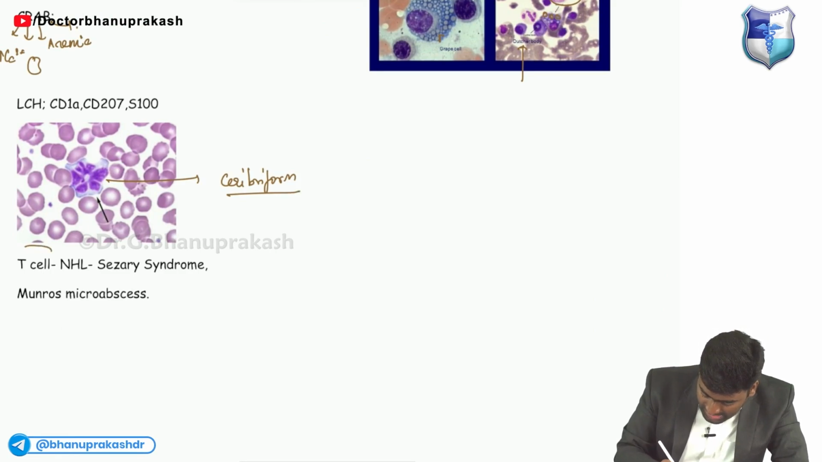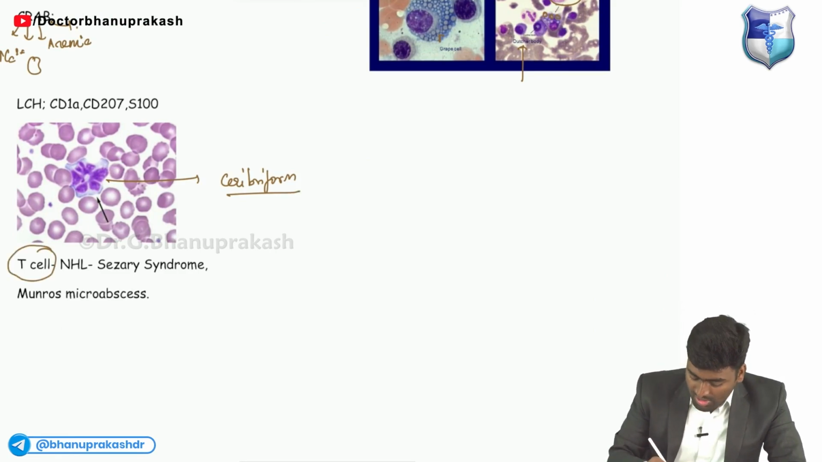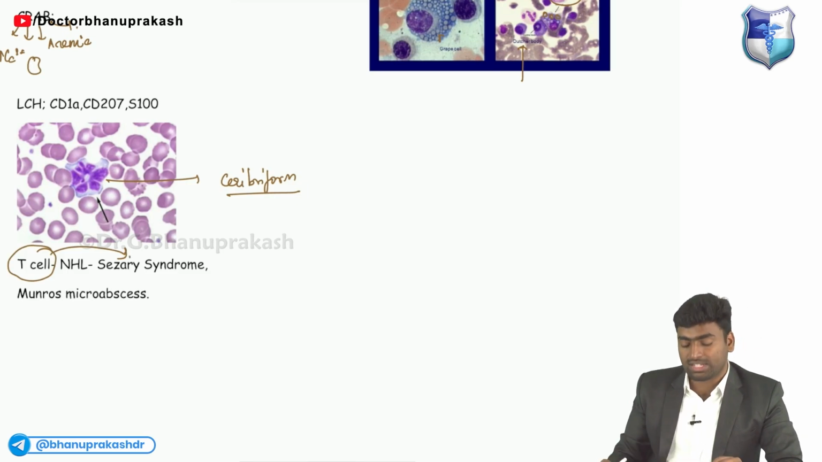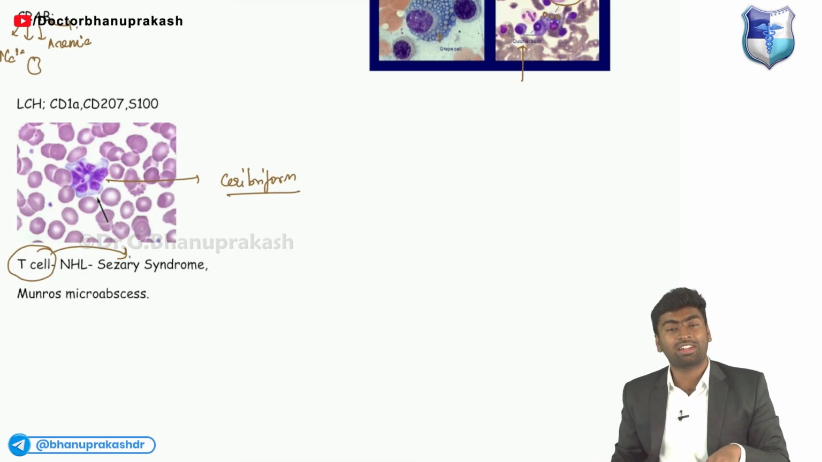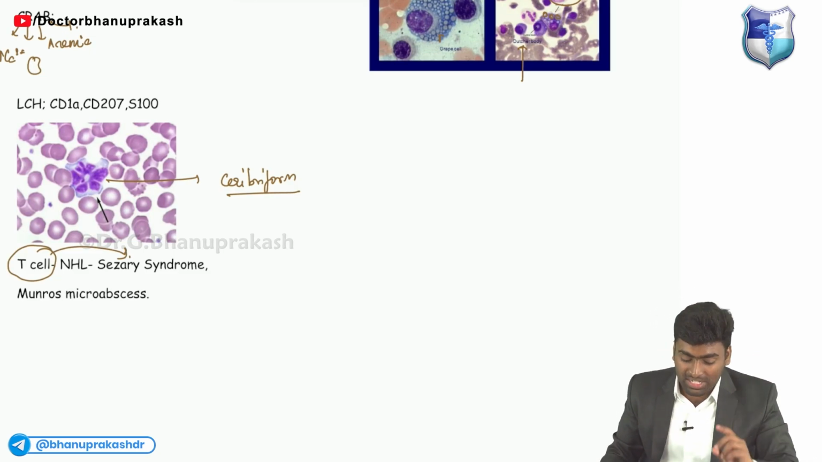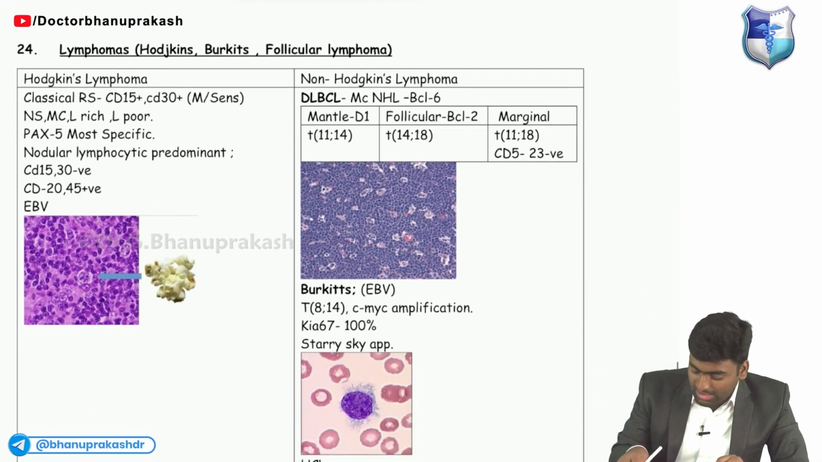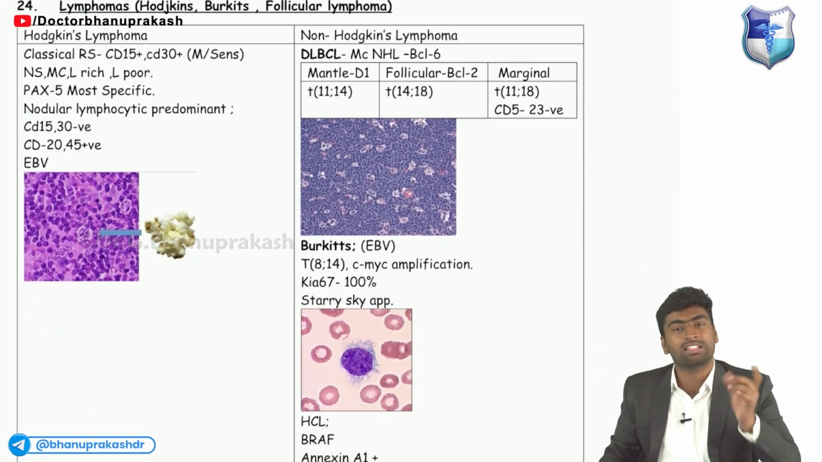Then, this type of cerebriform cell will be seen in a case of T cell type of non-Hodgkin's lymphoma, which is Sézary syndrome. They are known as Sézary cells and will be seen in a case of Sézary syndrome. Okay, there you will be able to see the substance known as Munro's microabscess. Okay, I will ask in dermatology. Okay, Sézary syndrome.